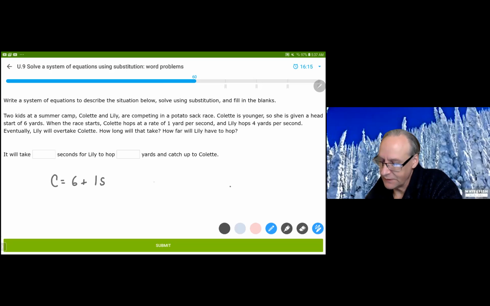Lily hops at a rate of 4 yards per second. She is moving along. 4 yards per second is really fast. All right. When will they be equal? Eventually, Lily will overtake Colette. So basically, when are they going to be equal? 6 plus 1s. When will that equal 4s? And we're going to subtract 1s from both sides.